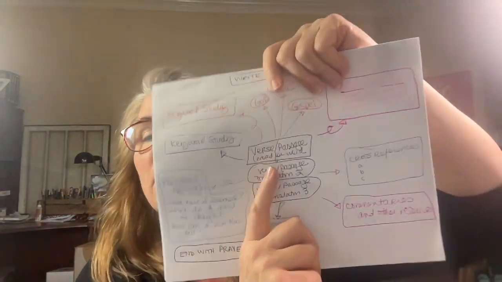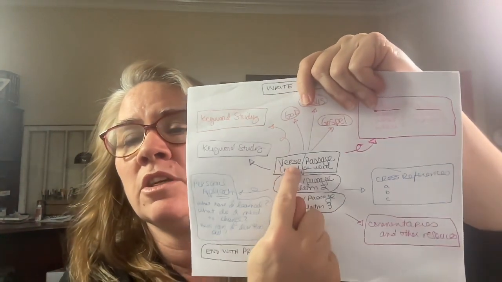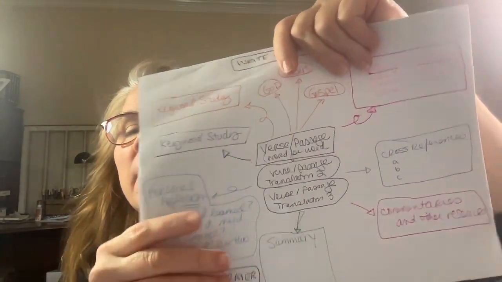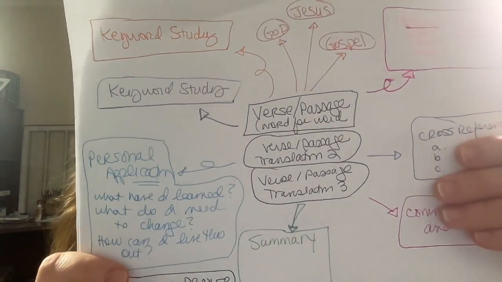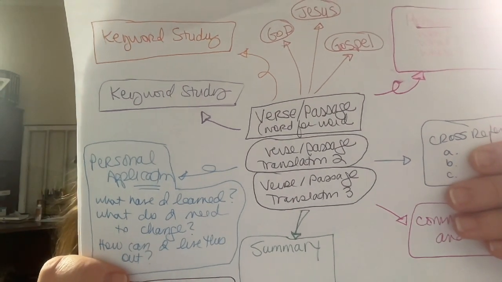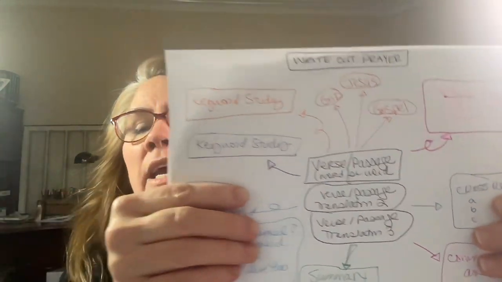So what I'm going to do first is choose my verse, and I'm going to write it in the very middle of my page. This is the way I'm choosing to do this. If you can see there, it says verse passage, and that's typically in a word-for-word translation. So you're going to start with a word-for-word translation.